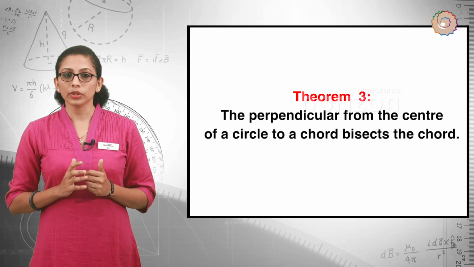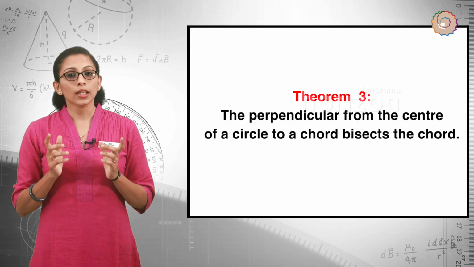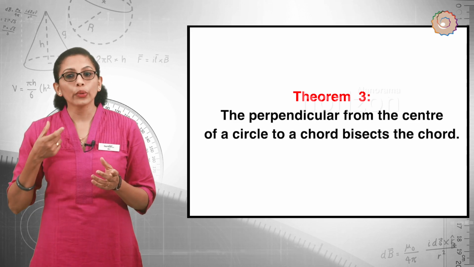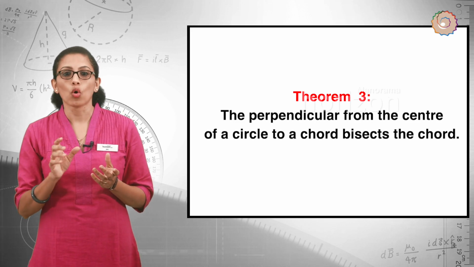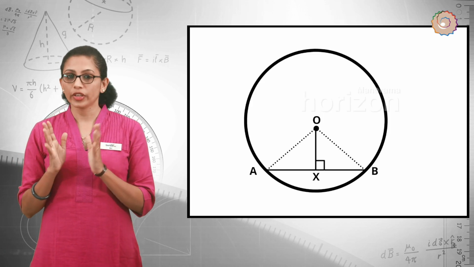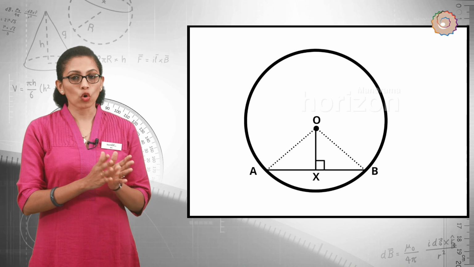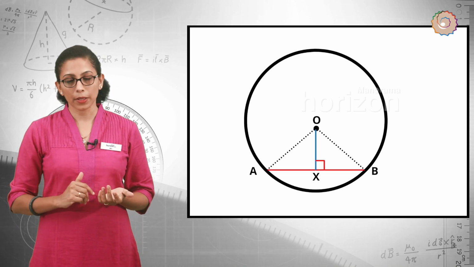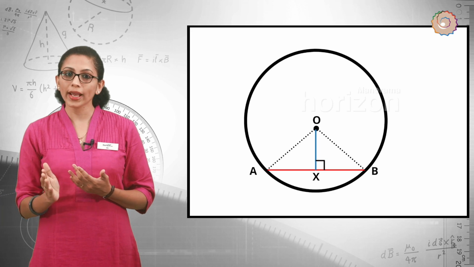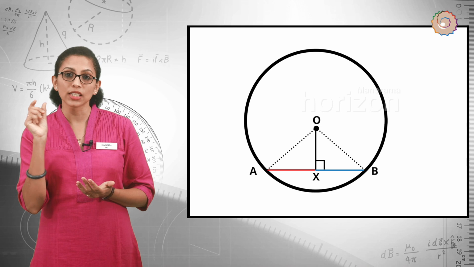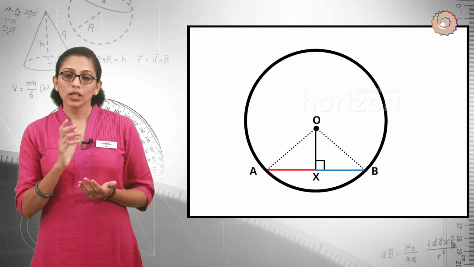Connecting with this, we have one theorem. That is theorem number 3. The statement is, the perpendicular from the center of a circle to a chord bisects the chord. So the given data: C is a circle with center O, AB is a chord such that OX is perpendicular to AB. We need to prove OX bisects the chord AB, that is AX is equal to BX. Now let's see the proof.